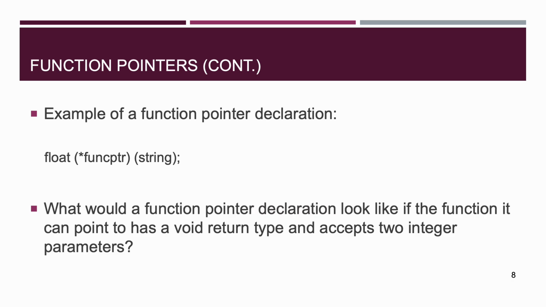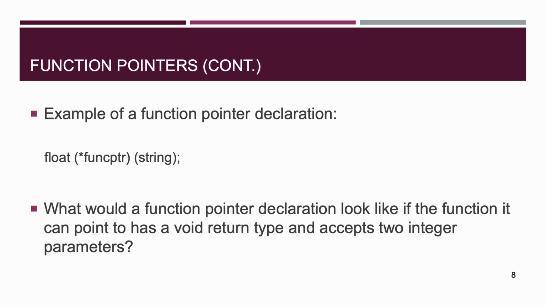Now we have seen how to declare a function pointer for a function that returns a float and takes a string parameter. But what if we need a function pointer for a different function signature? For example, what would a function pointer declaration look like if the function it can point to has a void return type and accepts two integer parameters?